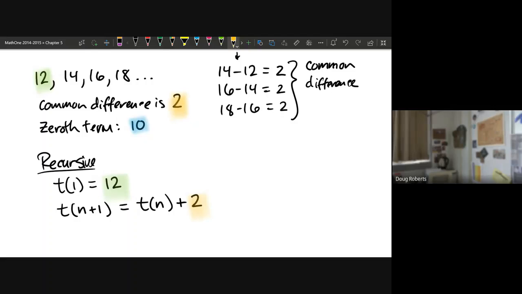So you add to that the common difference. And now you can see here this recursive rule tells me just the first term and then how to move forward. How do I read this? To get to the next one, take the one that you're at and increase by 2. How do I get to the next one? I take the one I'm at and add 2. You can see how the color coding's happening.